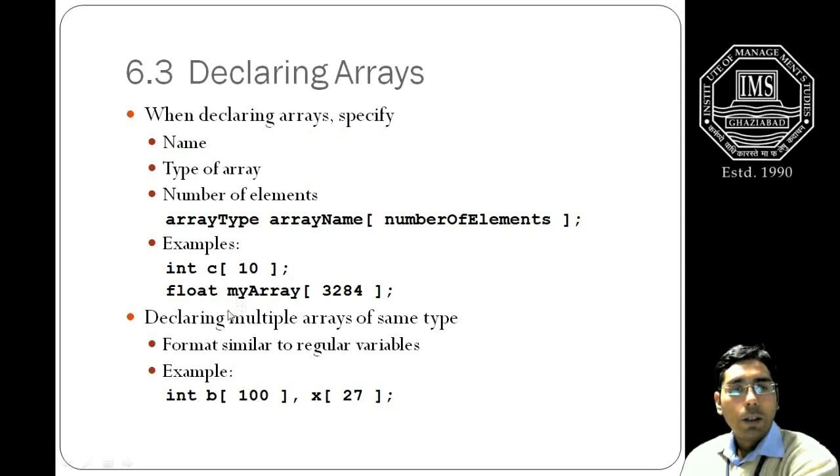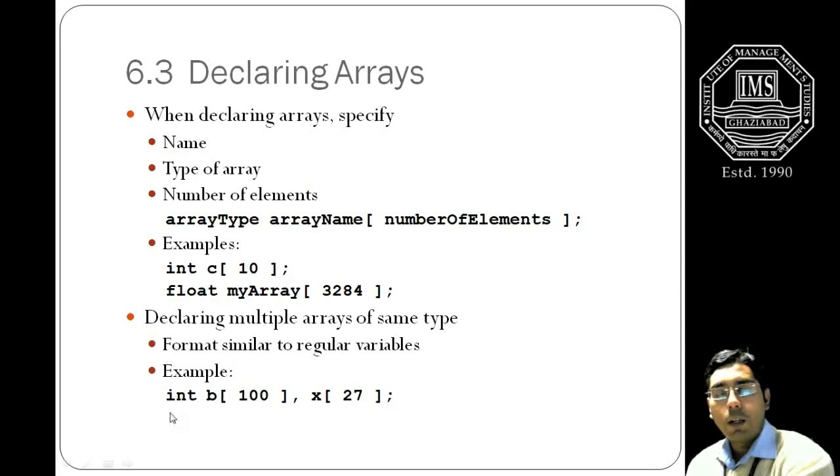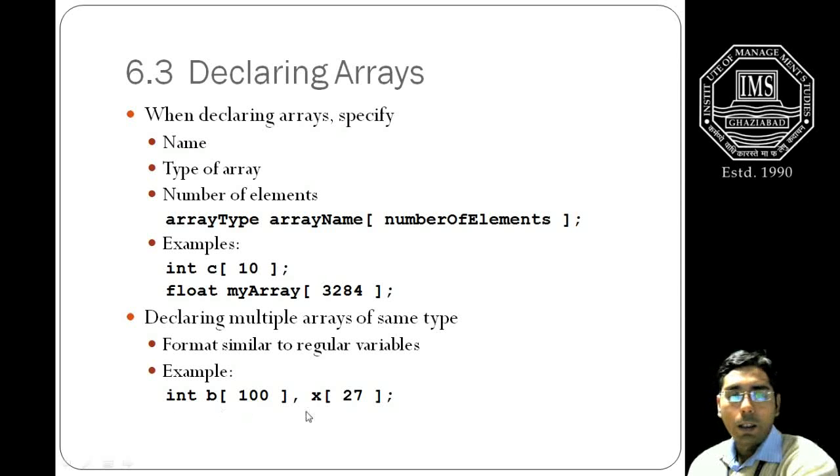Right. Declaring multiple arrays of the same type. Yes, you can. As you can declare int x, y, z, meaning there are three variables of integer type. Similarly, we can declare multiple arrays of the same type, like int b[100], x[27], meaning here we have declared two arrays of integer type. One is named b, another one is named x. b has a size of 100 elements and x has a size of 27 elements.